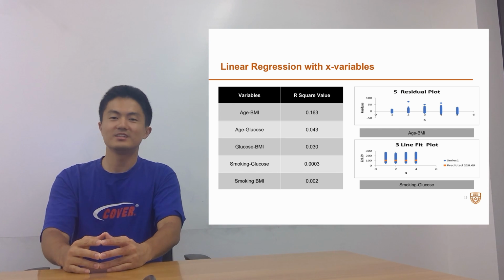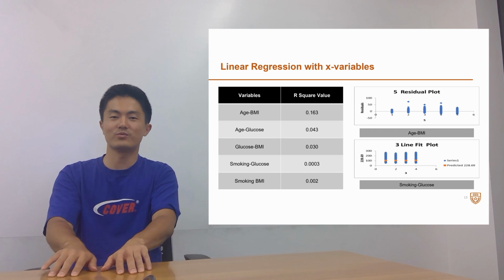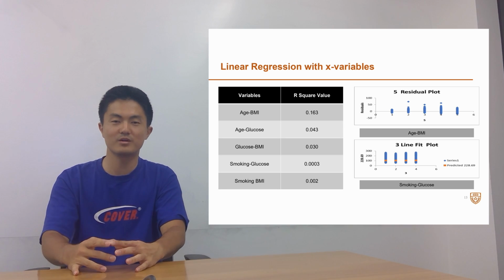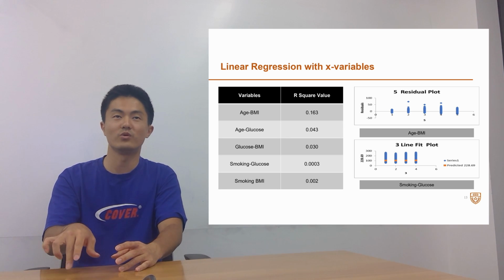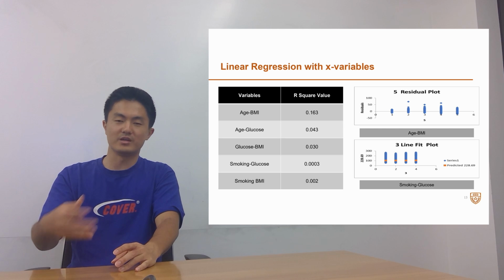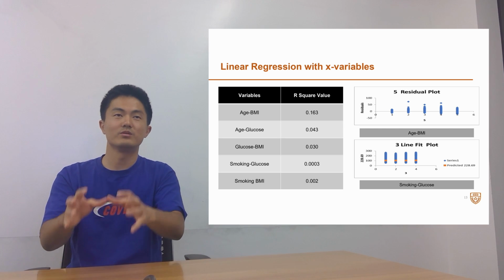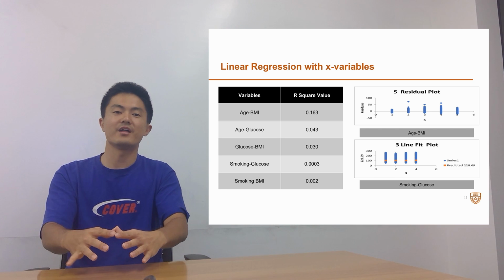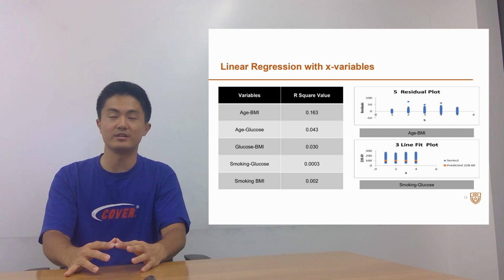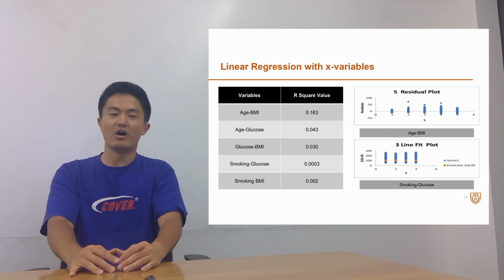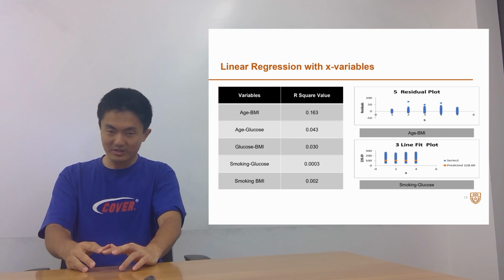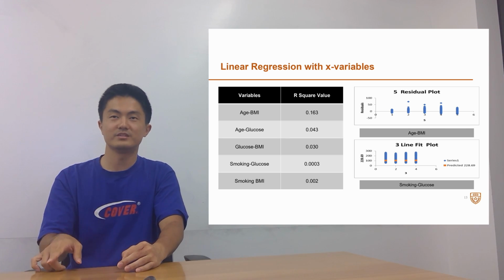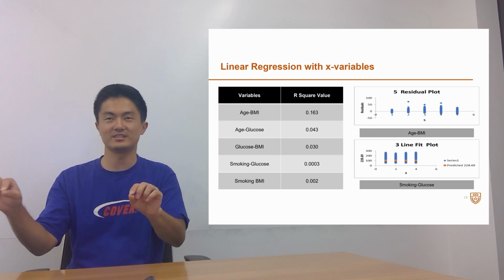But to be honest, there's nothing from which we can get any meaningful result. As you can see in the tables, the maximum R squared value was 0.163. It means it's hard to say that age and BMI have a relationship. And as you can see in the residual plot and line fit plot, it's hard to say there are any patterns between the variables. The orange graph is almost parallel with the x-axis.